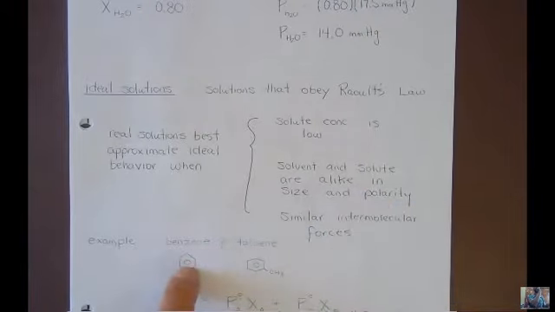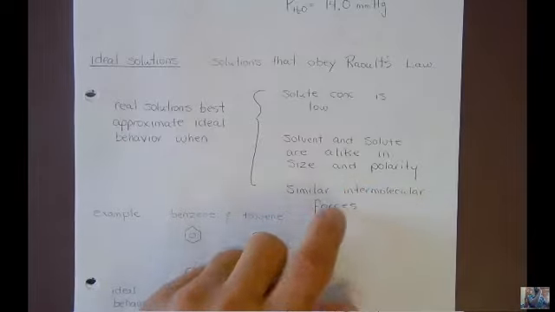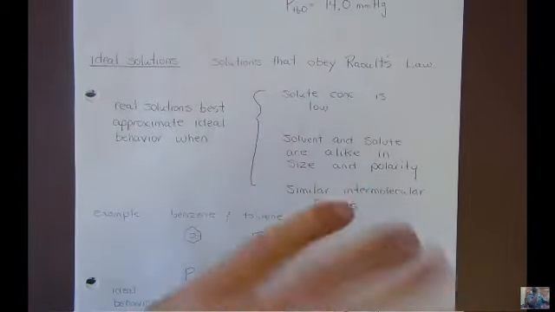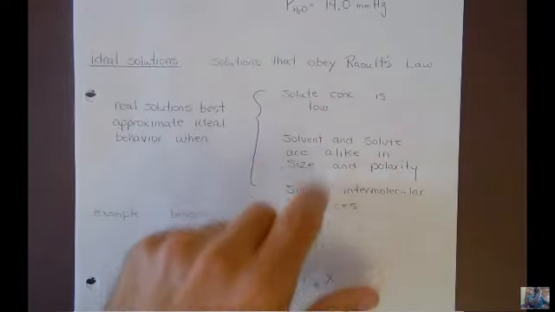Okay, here is an example of two things that behave ideally, so I can show you how they would come out on a graph. And the last thing is if they have similar intermolecular forces. So it's kind of like six of one, half a dozen of the other. It doesn't matter. The two molecules are so similar that I can't really tell them apart. Okay, well, that's my example here.